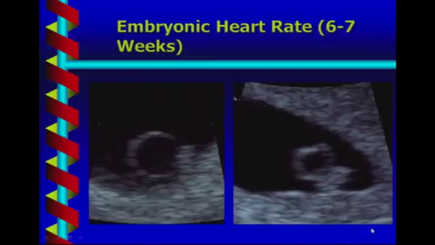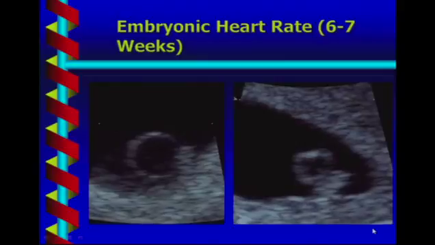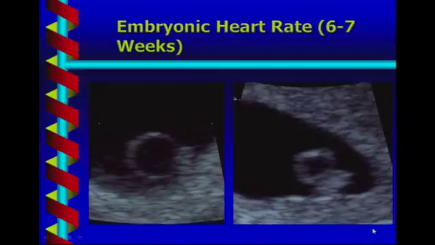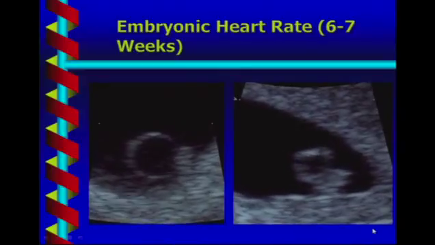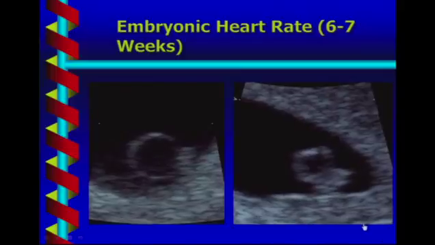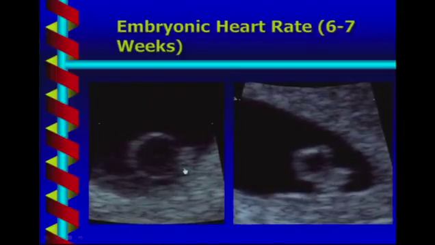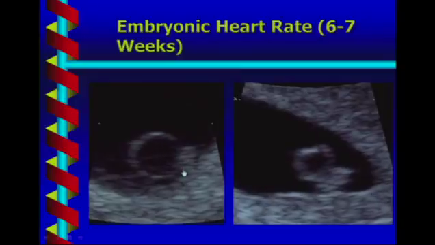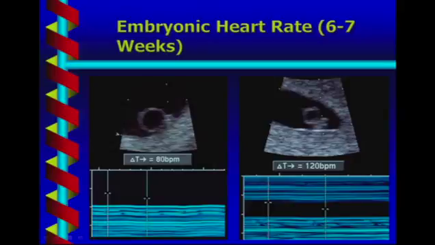What about the embryonic heart rate? This is something that can be measured at any time during pregnancy via M mode. As we'll see in a minute, it's most useful between about 6 and 7 weeks in the early first trimester. Here you can see a heartbeat that looks a little slower than you expect to see. Here's one more in the range that you do expect to see. When we measure these two by M mode, you can see the first one that I showed you, the heart is going at 80 beats per minute, the second at 120 beats per minute.